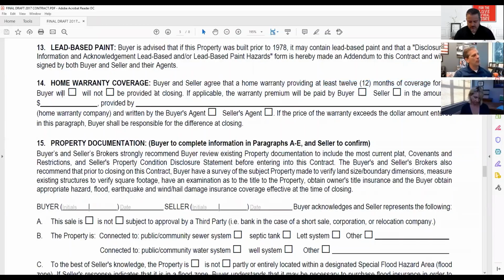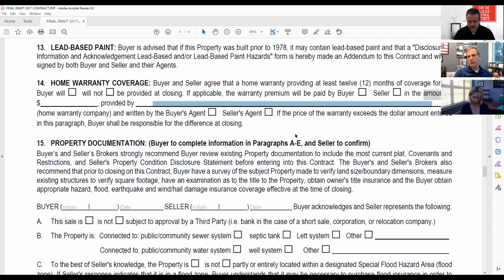Buyer will or will not be providing at closing. It says whether or not you'll be providing it at closing. The warranty is going to be paid by either the buyer or the seller. Be sure you're checking all of these boxes, please. List the amount and who is provided by, what company.